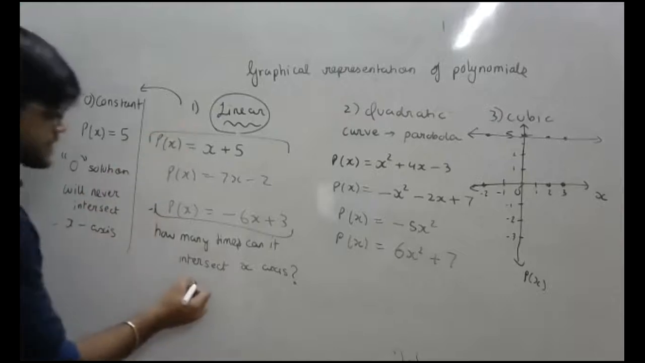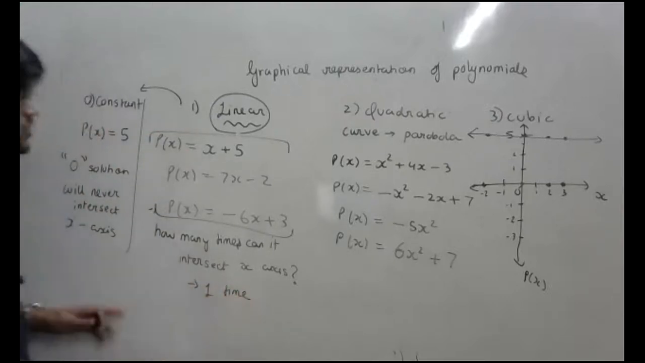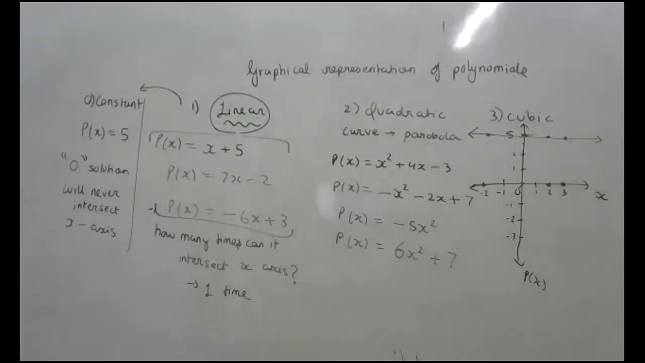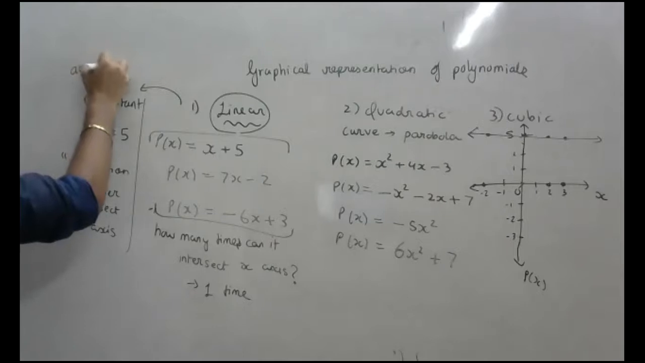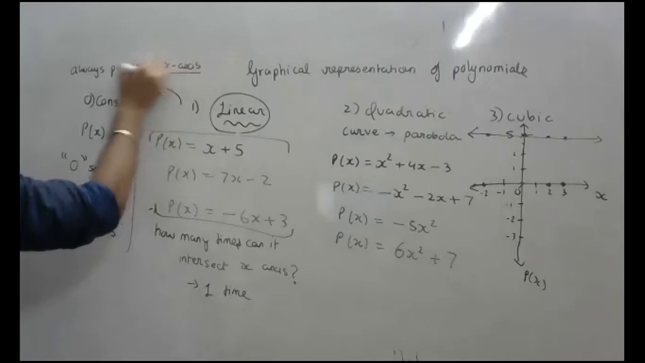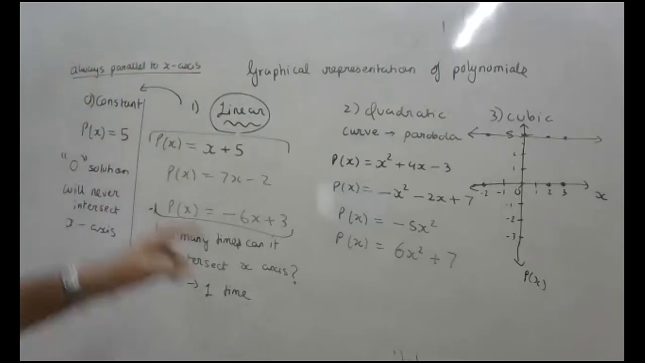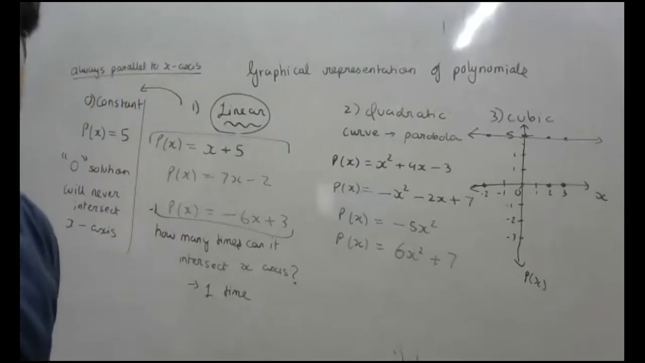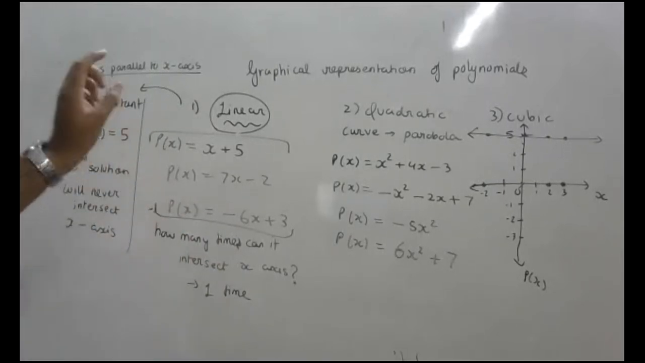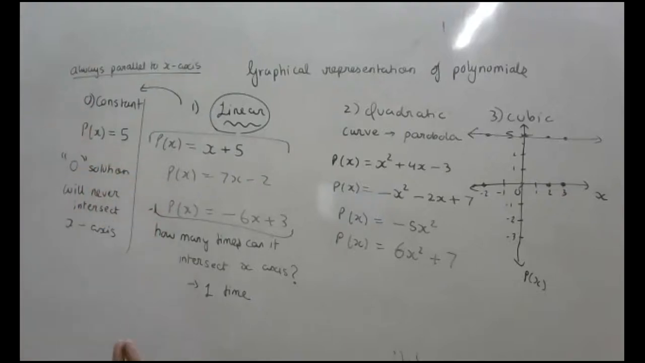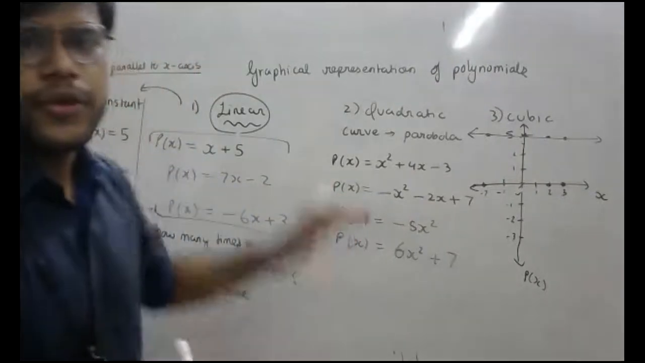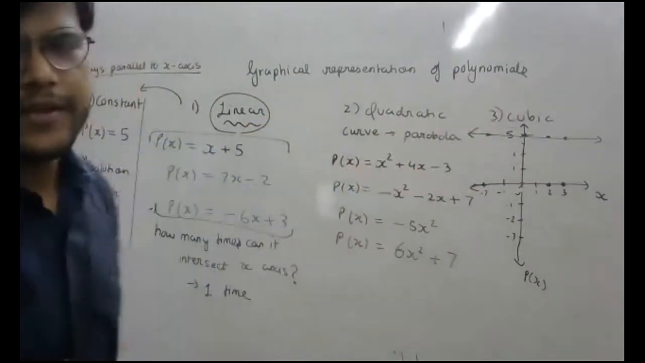A linear polynomial will intersect one time. A constant polynomial will never intersect the x-axis. It will always be parallel to the x-axis. I hope you are understanding. If p of x equals some number, that means the value of p of x is not depending on x itself. आपकी x की कोई भी value ले लो, p of x तो fix है, it will be 5. So it will be a line which is not intersecting the x-axis.